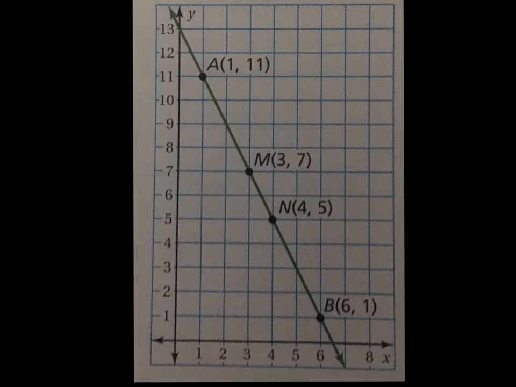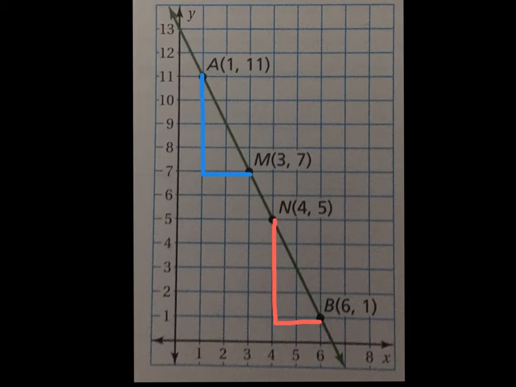Okay, so what I would do first is draw right triangles. And I would do so from A, I would go down until I am level with M there. And then I would do another one from N down to B.